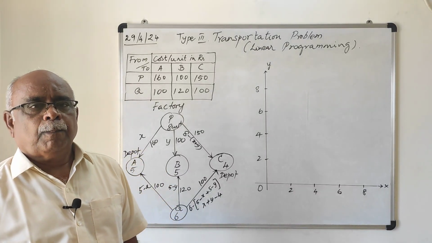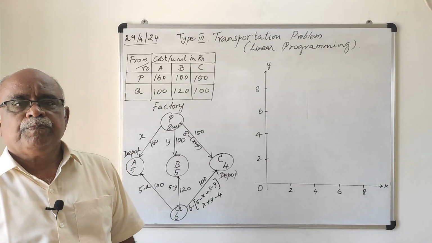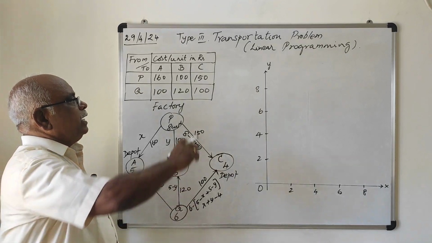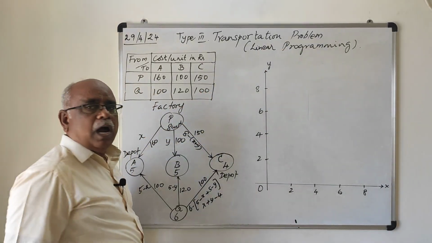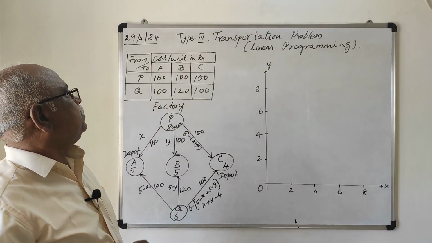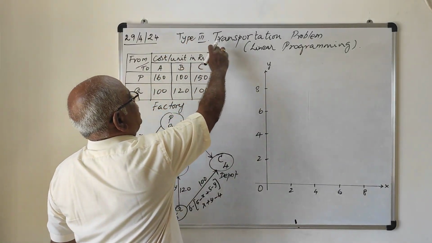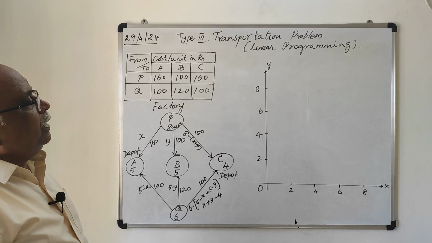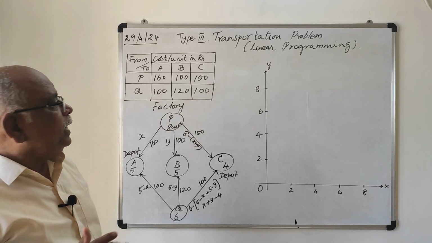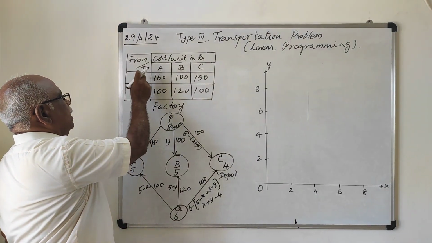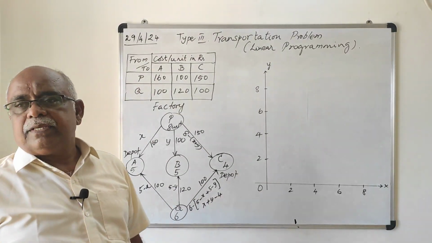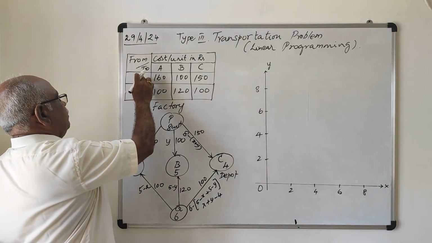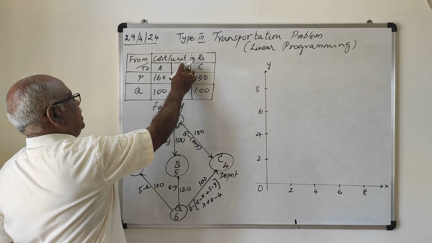My dear students, in this video, in the topic linear programming, I am going to solve type 3, the transportation problem. There are two factories, P and Q. A certain commodity can be transported from the factories P and Q to the depots A, B and C.